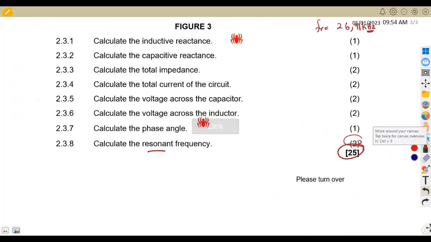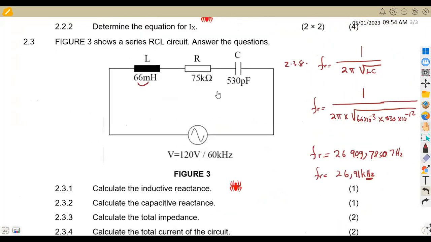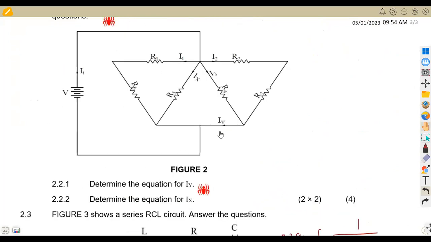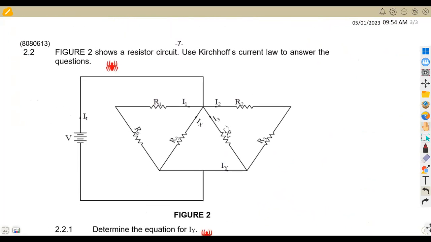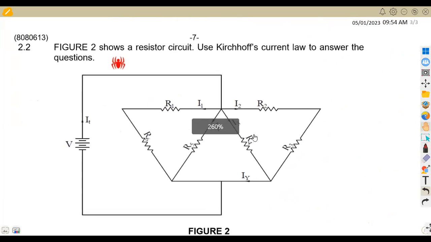So this is how we are supposed to answer these questions. It's very, very important that you work with past exam papers so that you can trace how they give these questions and how you are supposed to attempt such typical questions.